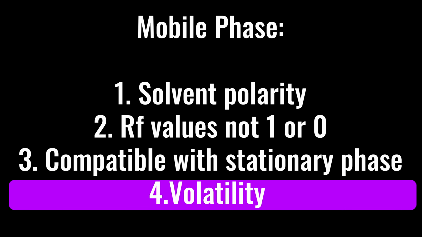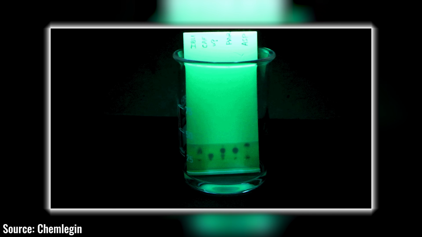Sometimes if the mobile phase is not as volatile, it can react with the stains and skew some of your results. But it could also be put in a vacuum chamber and generally fix the problem. Here's an actual demonstration of TLC, and you can see the spots separating based on their polarities.